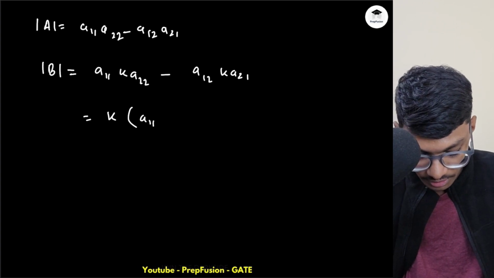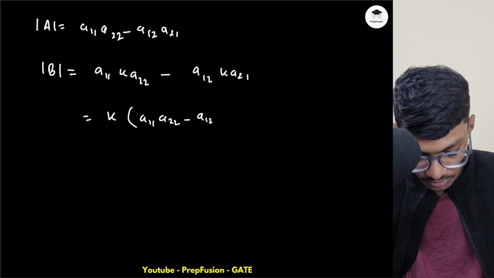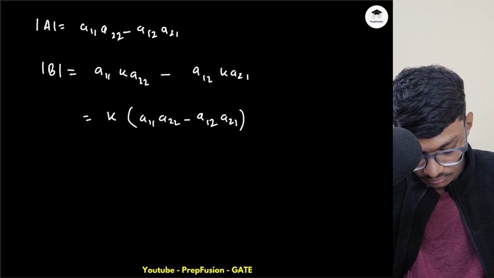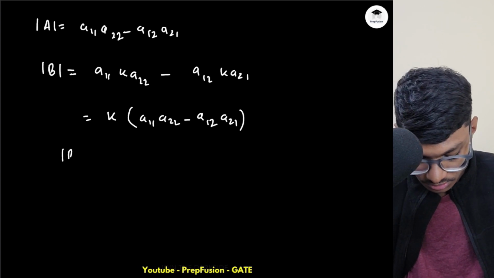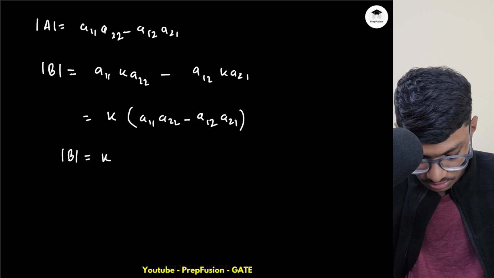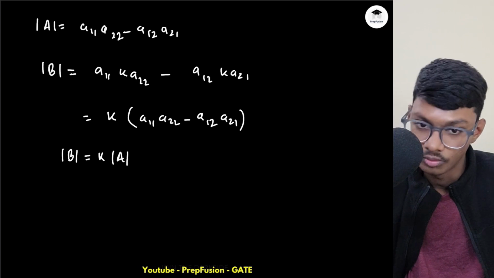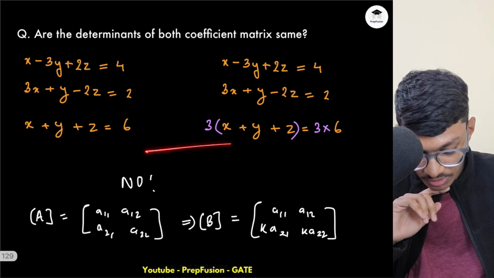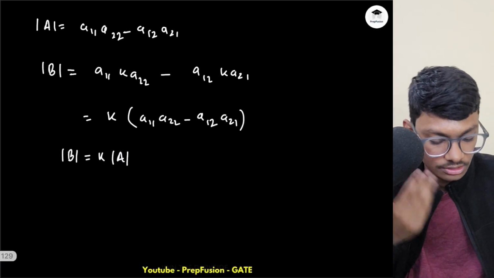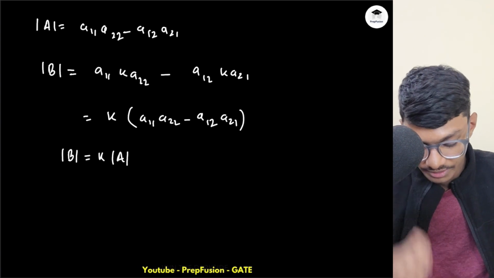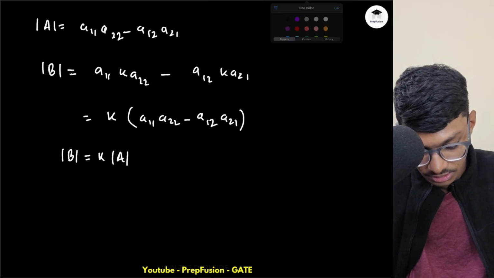If we take the common k term out, a11 a22 minus a12 a21, so determinant of B will be k times determinant of A. Okay, so determinant of B is k times A. So that is what is happening. If you multiply one row, this will be k times A. If you multiply two rows, it will be k square. So the determinant will change.